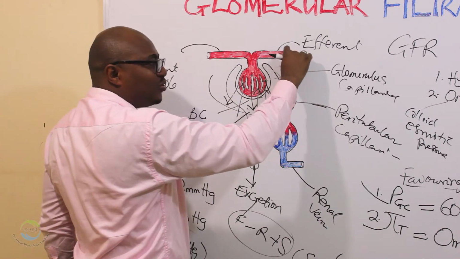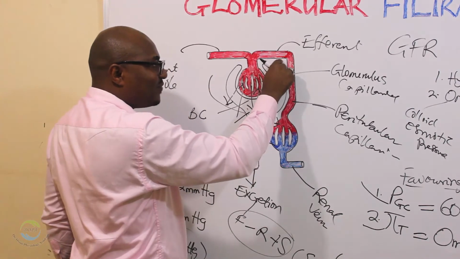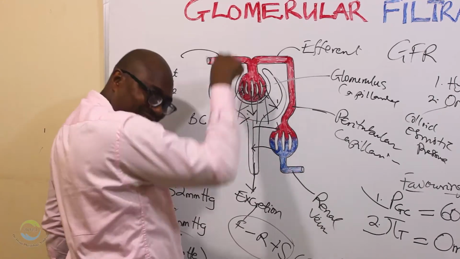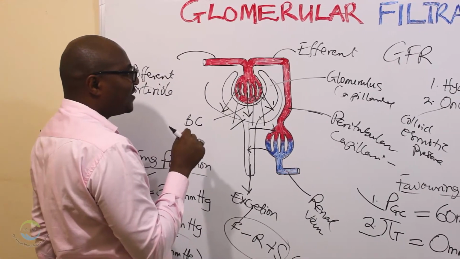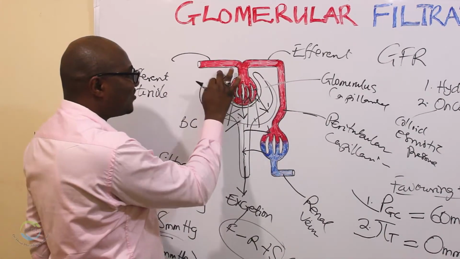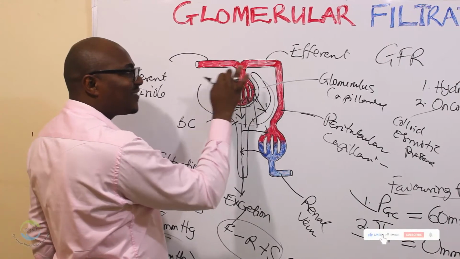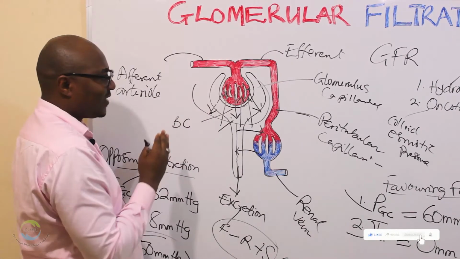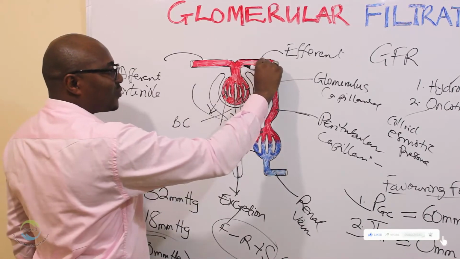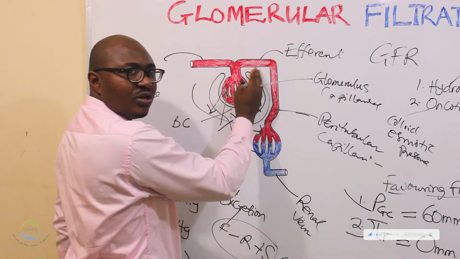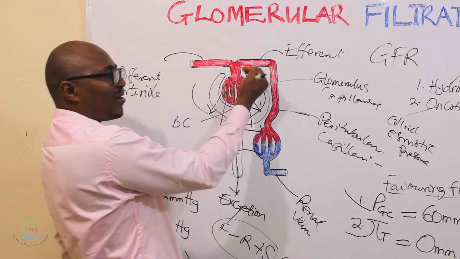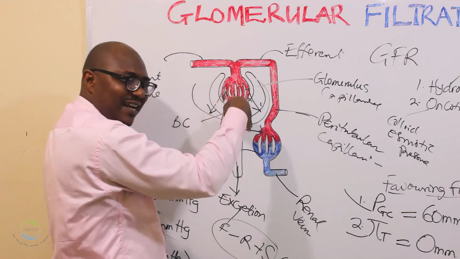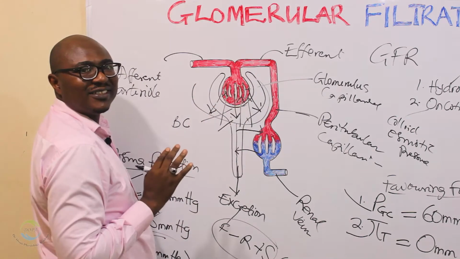Anything that will reduce the flow of this efferent, if it's smaller, it will still increase. So they are opposites. These two arterioles play opposite roles when it comes to glomerular filtration, how they affect it. Why? Because this one is smaller. It's not allowing blood to flow. So blood is now accumulating here. So accumulation of blood here increases hydrostatic pressure, which favors filtration.